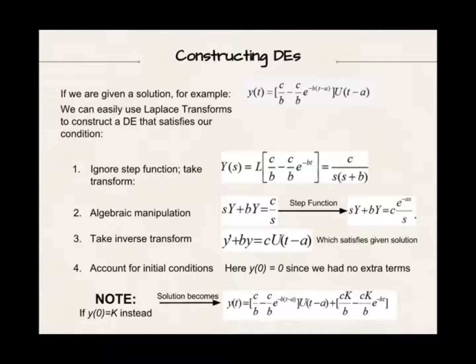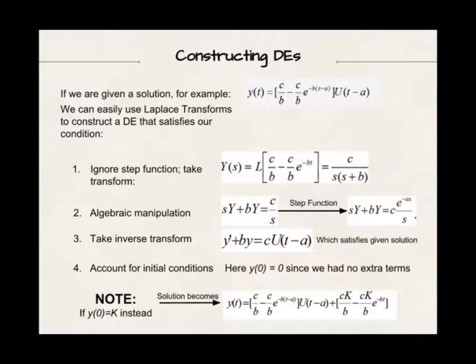Constructing differential equations. If we are given a solution, we can easily use a Laplace transformation to construct a differential equation that satisfies our condition. Here we're given the equation y of t is equal to c over b minus c over b times e to the negative b (t minus a) times the step function of t minus a.